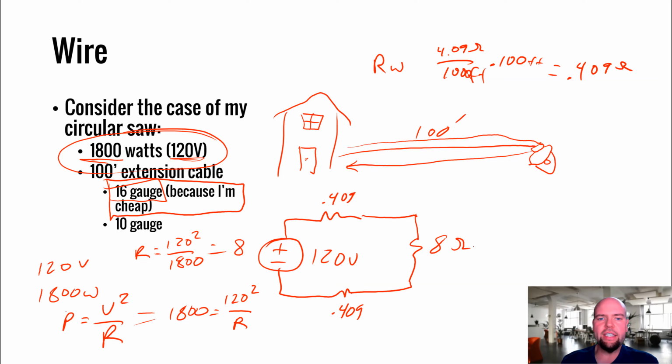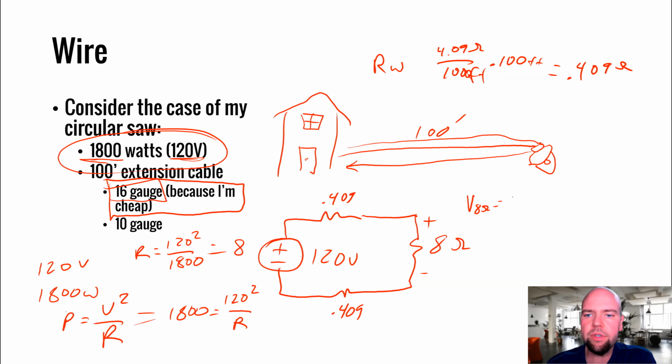So let's look at this then. When I had this saw at the end of my driveway, at the end of my yard, I was expecting to get 120 volts because I had it plugged into a 120 volt outlet. What did I actually get? What actual voltage did I have across it? We can use a voltage divider for this.